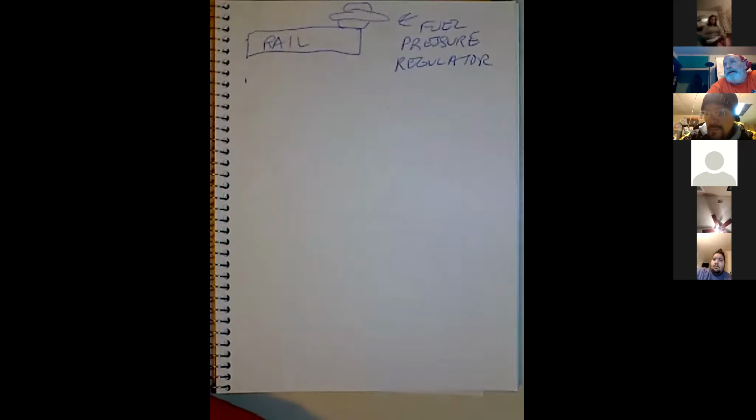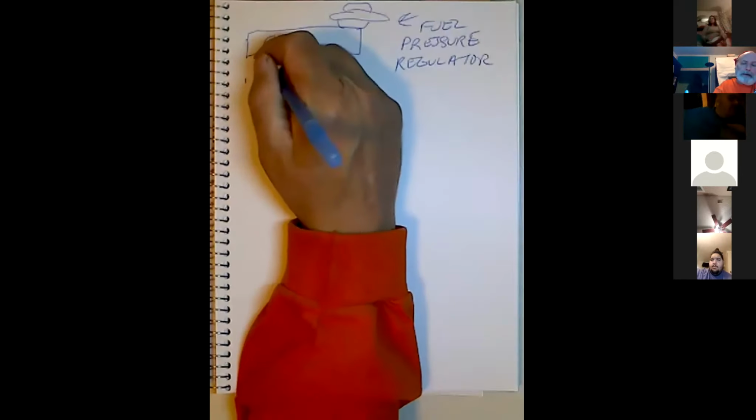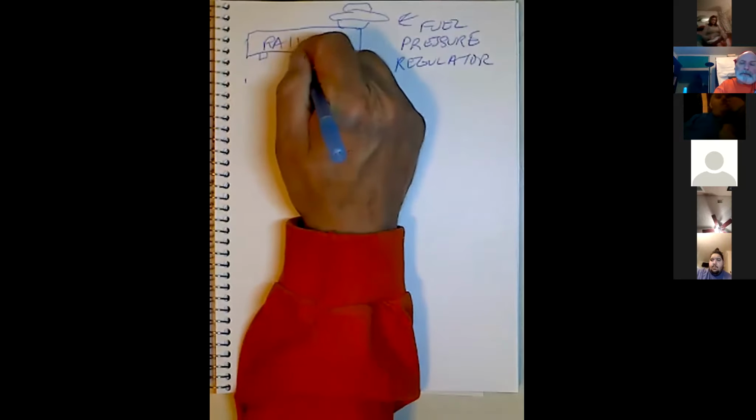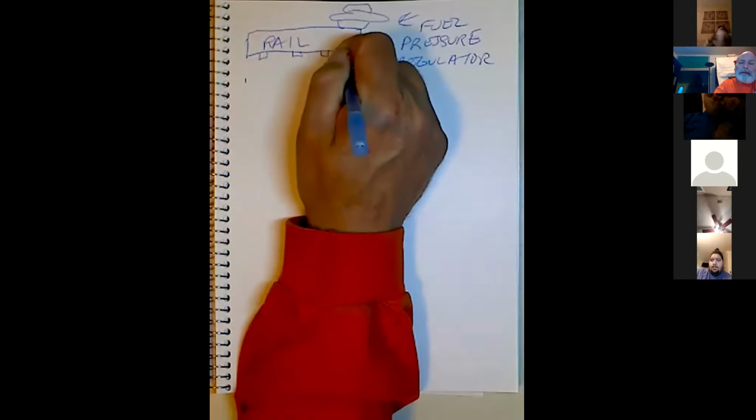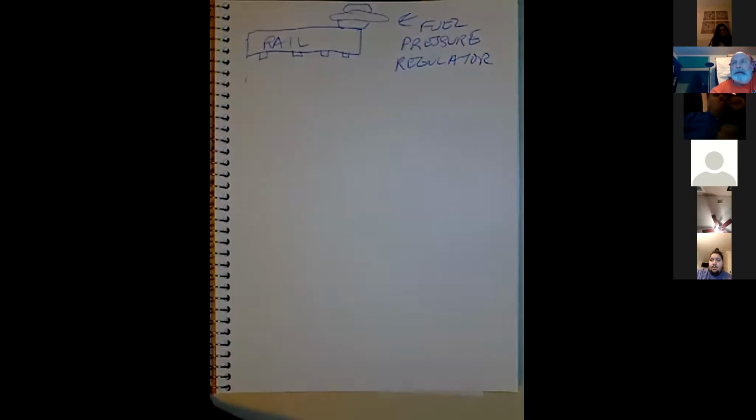Guess what the fuel pressure regulator does? Regulates the fuel pressure. Yeah, regulates the fuel pressure. Good. Okay. Why do we want to regulate the fuel pressure? It's located after the injectors, so all the injectors get the same pressure. But the reason we want to regulate that fuel pressure is because we don't want to be running that pump full blast all the time.